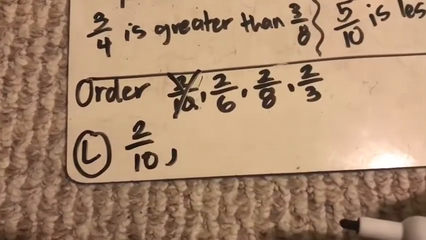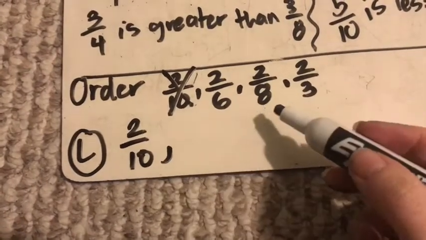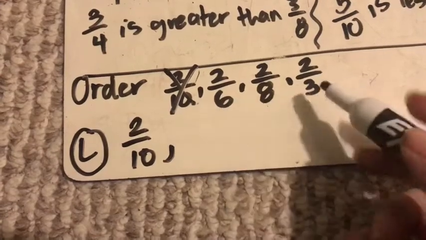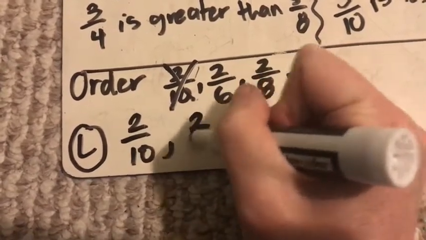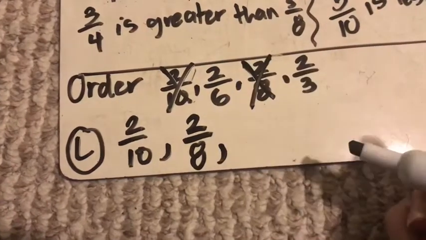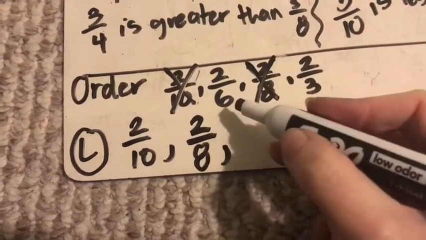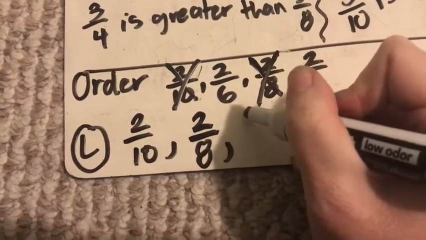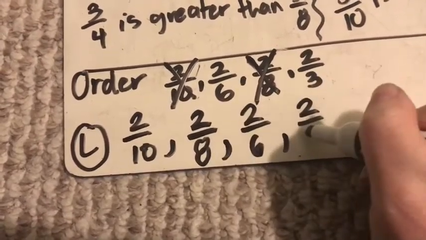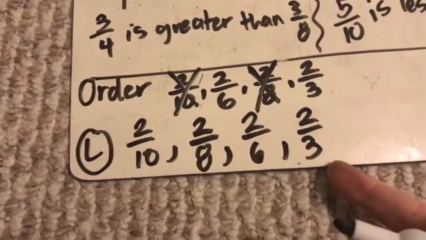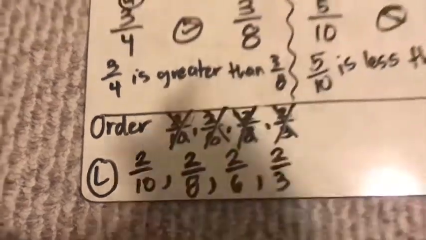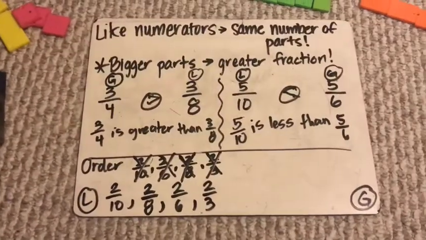After I got rid of the tenths, my next least fraction would be 8ths, because 8ths are smaller than 6ths and 3rds. So I'll do 2/8 next. The next least would be 6ths, because 6ths are still less than 3rds. They're smaller than 3rds. So 2/6 is less than 2/3, which would mean 2/3 would be the greatest fraction here. So that is how you compare and order using like numerators.